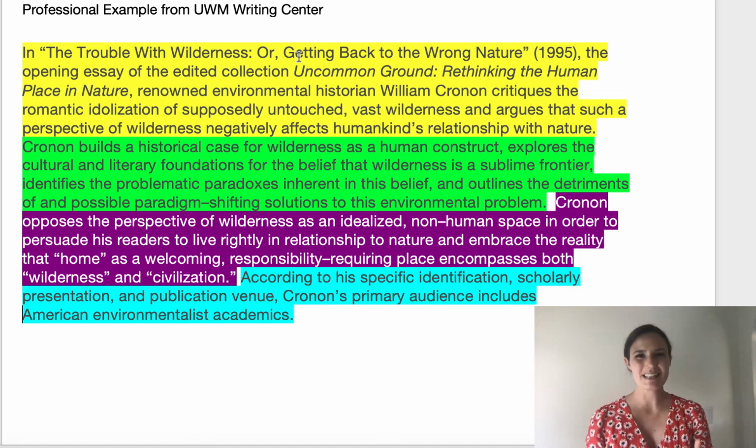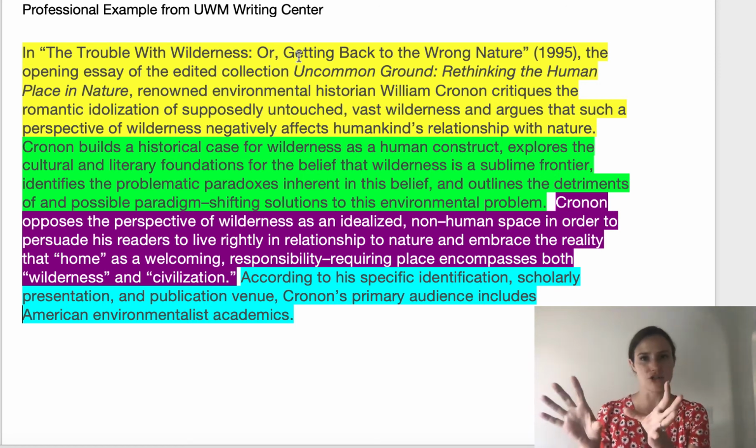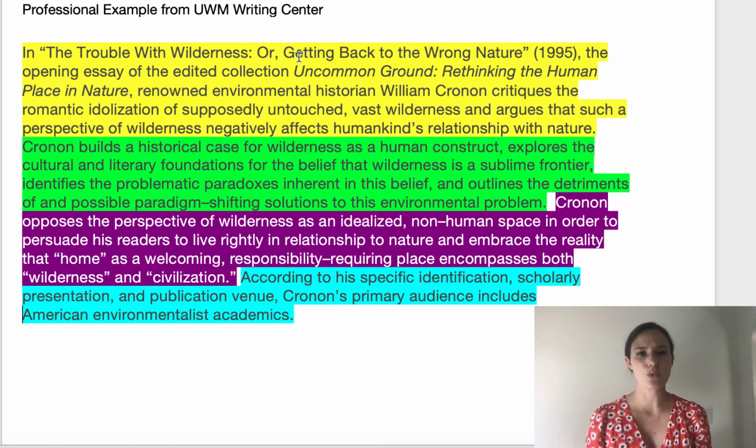So when I'm reading this précis, I can really tell that the writer looked through the text in detail to see how Cronon is making certain moves, what he's doing, how he's building his argument, how he's building his case that the wilderness is this human construct. So notice how there's words like explores, identifies, outlines, showing me that the writer of this précis understands how the writer of the article is making certain moves and how he is manipulating the reader. By the way, when I say manipulate, that's not necessarily a bad thing. Let's look at the next sentence in purple.